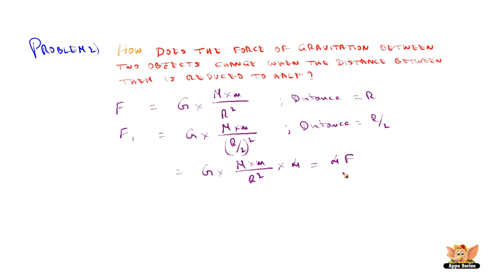So what happens to the force? The force becomes 4 times. If the distance between the two objects is reduced to half, then the force becomes 4 times.